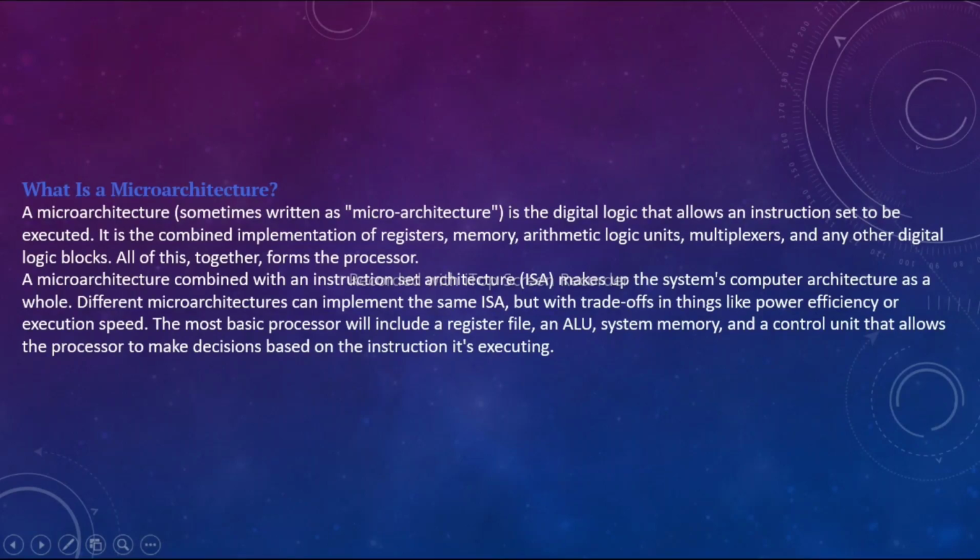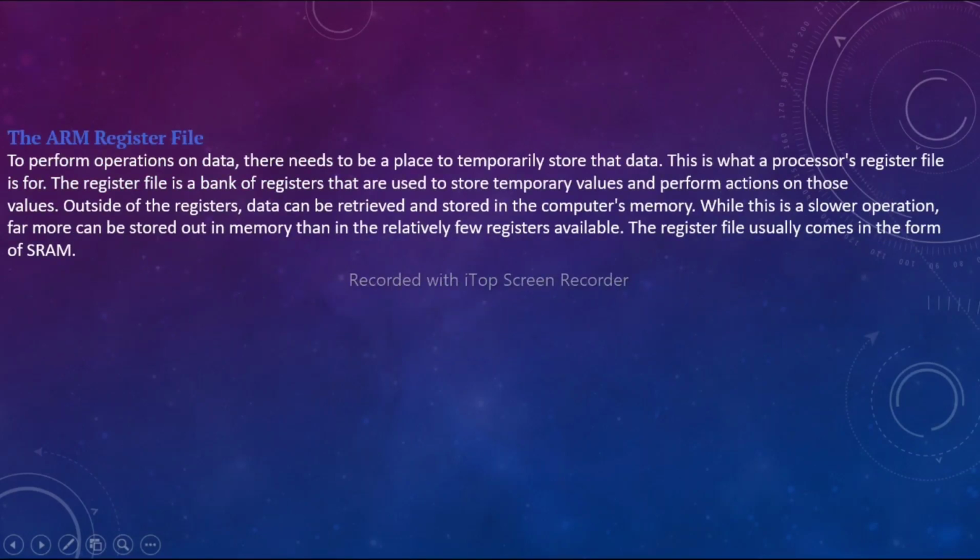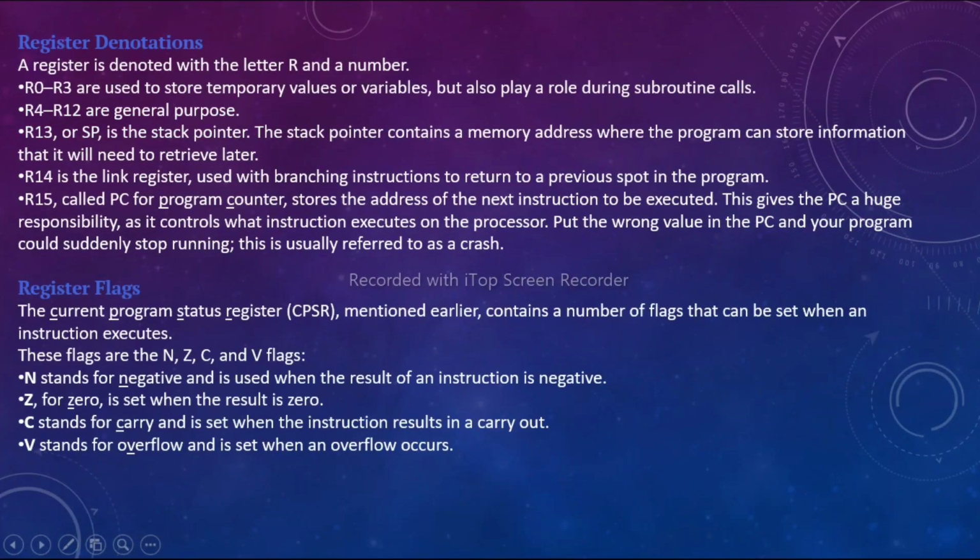The most basic processor will include register files, an ALU, system memory, and a control unit that allows the processor to make decisions based on the instructions and execute them. The ARM register files. To perform operations on data, there need to be places to temporarily store the data, and this is what the processor's register files are for. The register file is a bank of registers that are used to store temporary values and perform actions on those values. Values outside of the registers can be stored in the computer memory. While this is slower, more can be stored in memory since there are relatively few registers available. Register files usually come in the form of SRAM.